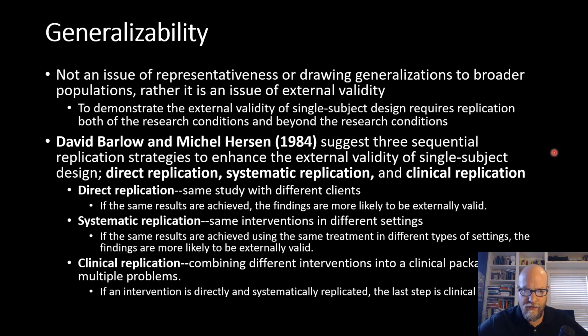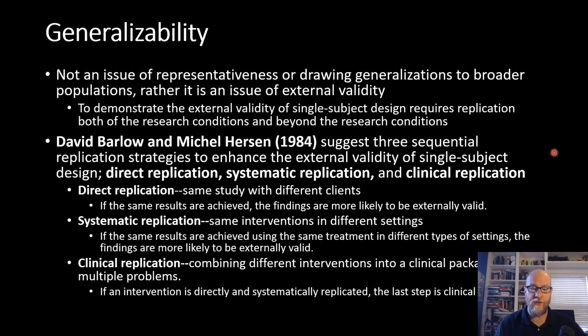David Barlow, who's a giant in the clinical psychology world, and Michael Hersen suggest 3 sequential replication strategies to enhance the external validity, the generalizability, of a single subject design. They call them direct replication, systematic replication, and clinical replication. The first is to take the exact same study, the same intervention, and do it with different clients. If it's in a hospital or an institution, other patients within that same institution. That's a direct replication. If the same results are achieved, the findings are thought more likely to be externally valid.